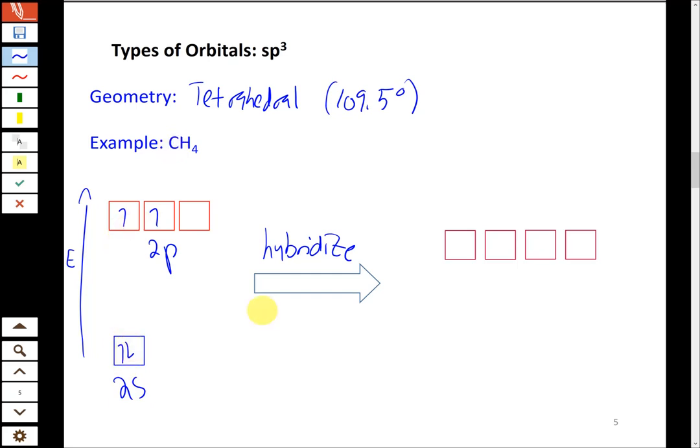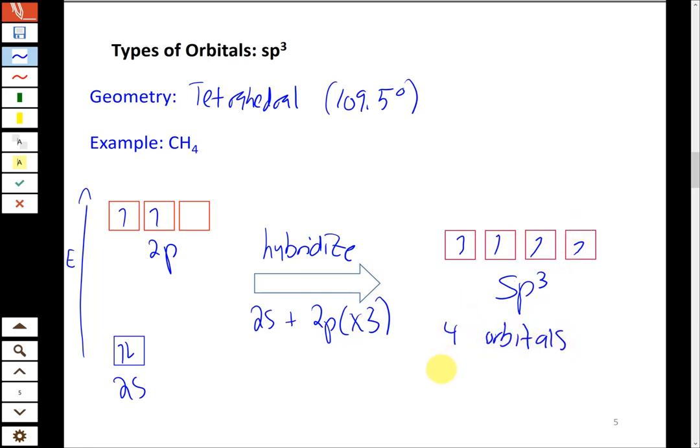The 2s orbital plus all three of the 2p orbitals are going to hybridize together, and that leaves us with a set of sp3 hybrid orbitals. All right, so sp3 hybrid orbitals are what formed. We use all four of our orbitals, so we don't have any more 2p orbitals left over. We've used all four of them to make these hybrids. And now each of these has a single unpaired electron in it. Four valence electrons from carbon. They all arrange themselves in these four hybrid orbitals. And so now we have four orbitals, all at equal energy, and all able to overlap with hydrogen atomic orbitals to make the tetrahedral arrangement in CH4.